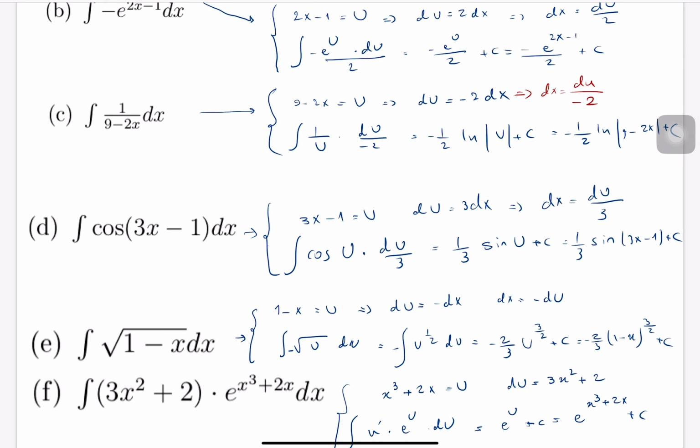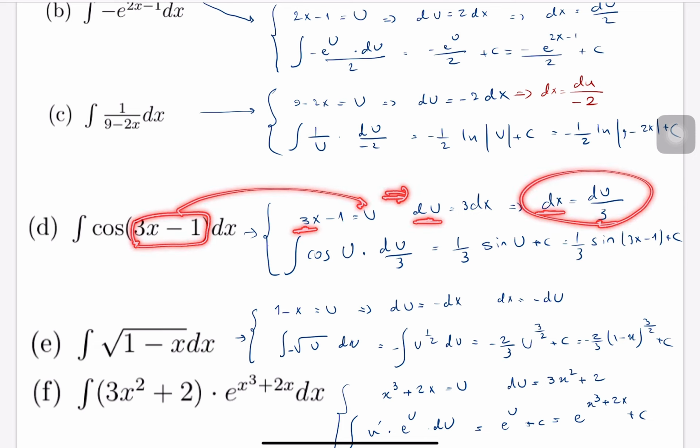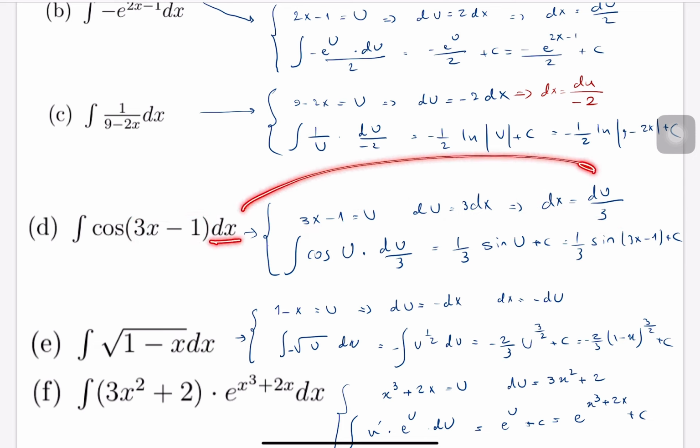Or in the cosine integral, cosine 3x minus 1, I can put 3x minus 1 instead of u. I find the derivative of this, du equals 3 dx. I can find dx, it is du per 3. Now I can put du per 3 instead of dx, and cosine u, and because it's a number it goes out, and the integral of cosine is sine u plus c. And I put 3x minus 1 again instead of u, and that would be the final result.